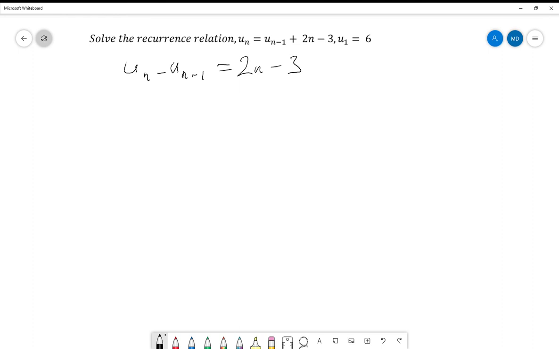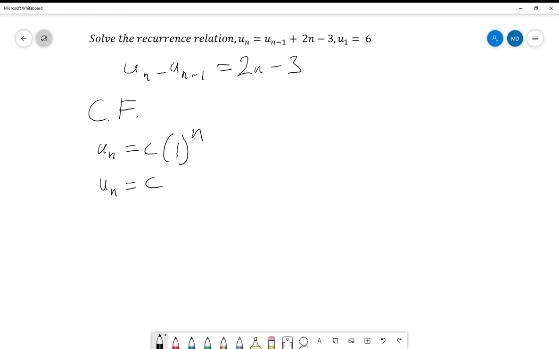Now, our complementary function is a little bit more awkward, but we need to remember what is the coefficient here. Well, the coefficient before the un is 1. So our complementary function is going to be something in the form un equal to some constant c times 1 to the power of n. But what is 1 to the power of n? Well, 1 to the power of n is just 1, so un equals c is our solution.